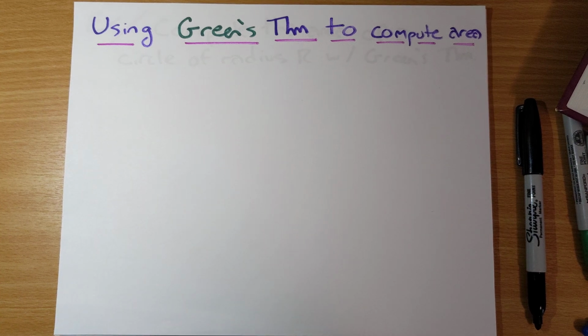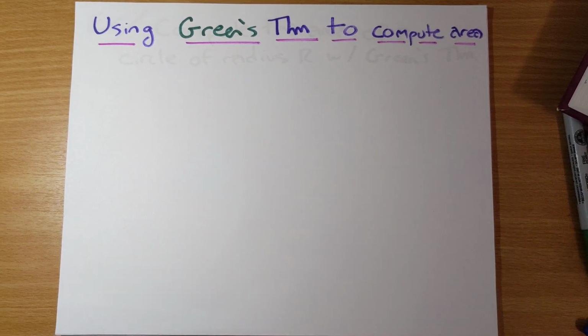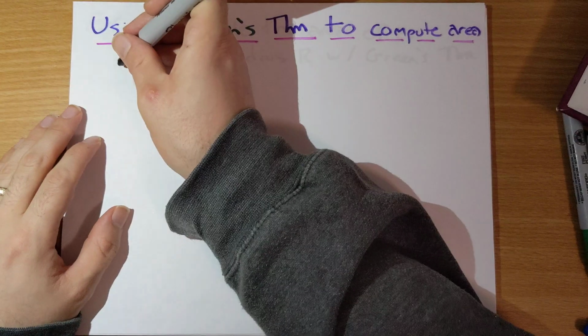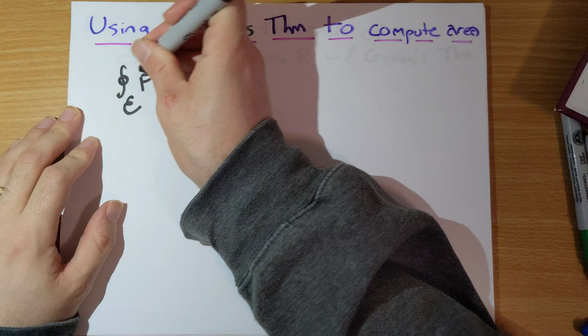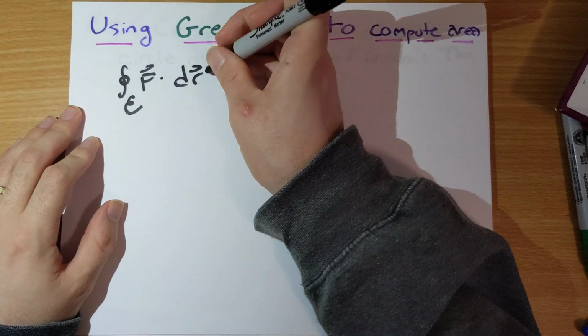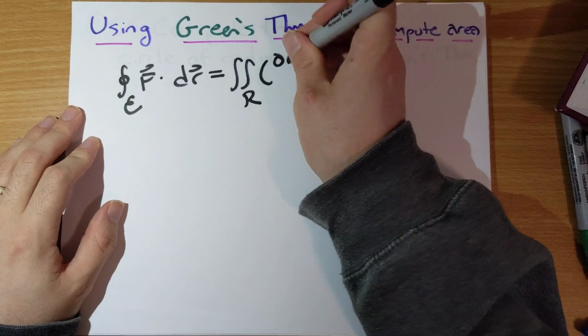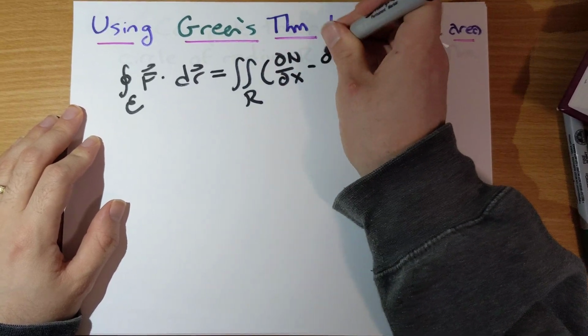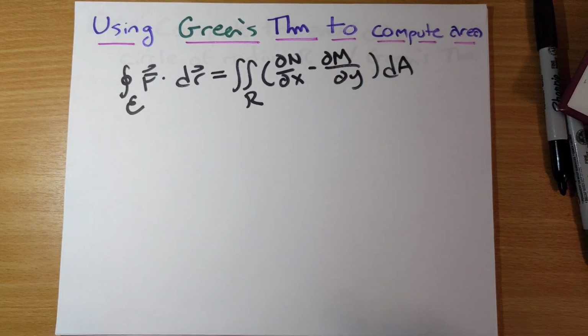Here is a very, very clever application of Green's theorem. You can actually use Green's theorem to compute area. So usually when we have Green's theorem, let me quickly write it up. The integral of F dot dr is equal to the double integral over R of partial N partial x minus partial M partial y dA.